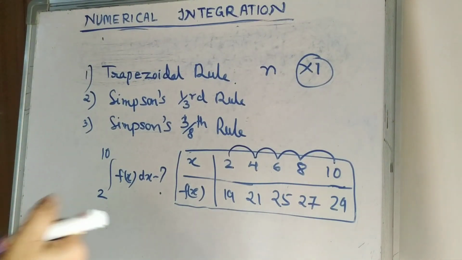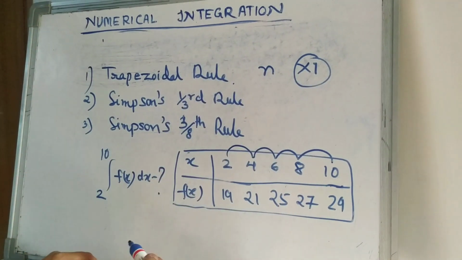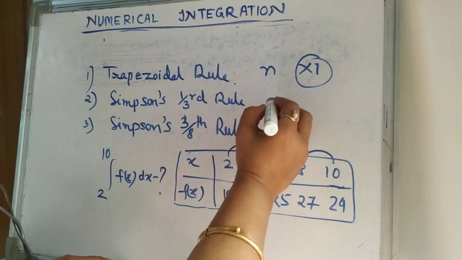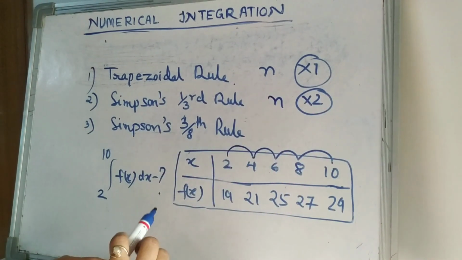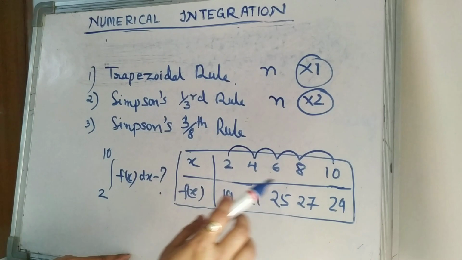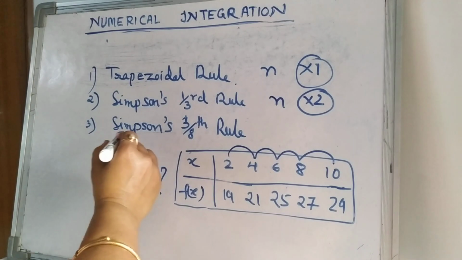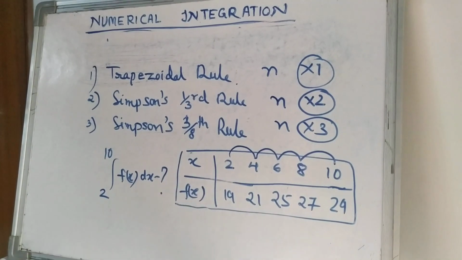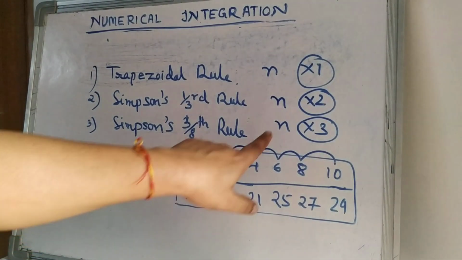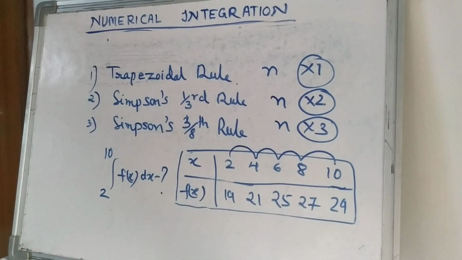So n should be a multiple. 4 is a multiple of 1, so we can apply the trapezoidal rule here. For Simpson's 1/3 rule, we need to check whether n is a multiple of 2. If it is a multiple of 2, we can apply it. Here n is 4, a multiple of 2, so we can apply Simpson's 1/3 rule also. In Simpson's 3/8 rule, n should be a multiple of 3. Here it is 4, which is not a multiple of 3, so we cannot apply Simpson's 3/8 rule here.